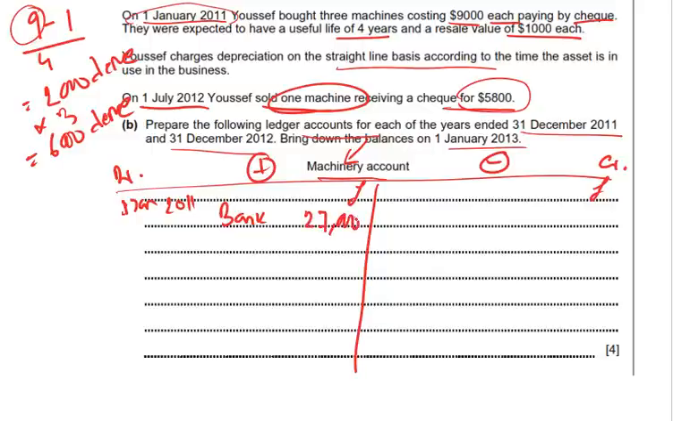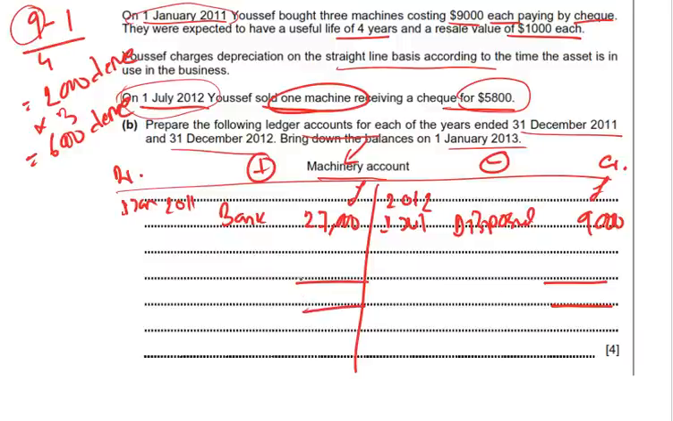Money gone out in 2011. But did you not sell one of the assets on 1st July 2012? You did. 2012, 1st July. By writing on the credit side, you're making your assets go down. You call it disposal, and you sold one of the assets, so 9,000 goes down. And that's it for your asset account. No more information. We'll do balance C/D and B/D. We found the debit side is bigger, 27,000.